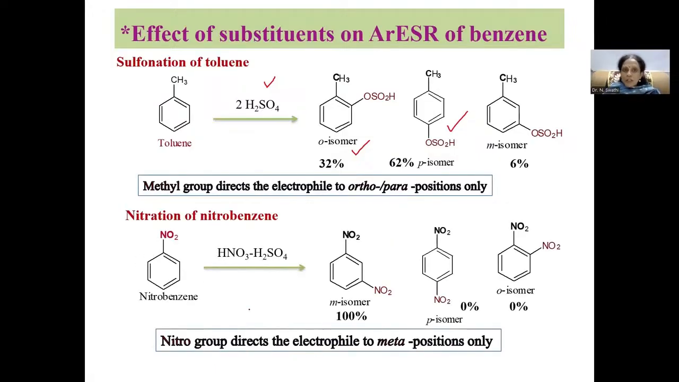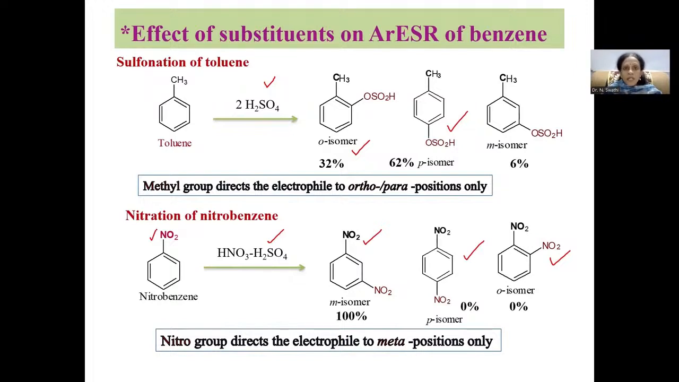Upon nitration of nitrobenzene in the presence of concentrated sulfuric acid and concentrated nitric acid, 100% yield of the meta-isomer is observed, even though there is a possibility for the other 2 isomers. So this clearly indicates that whenever nitro type of groups are present on the benzene ring system, they will direct the next incoming group only to the meta position, but not to the para or ortho positions.